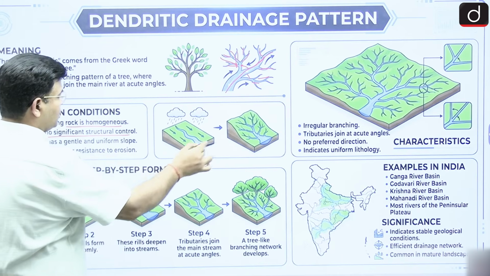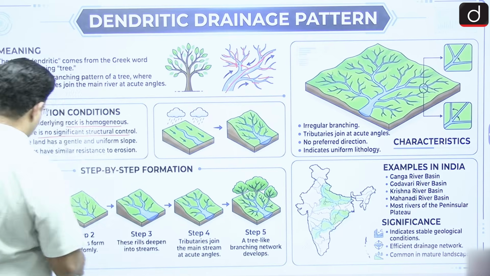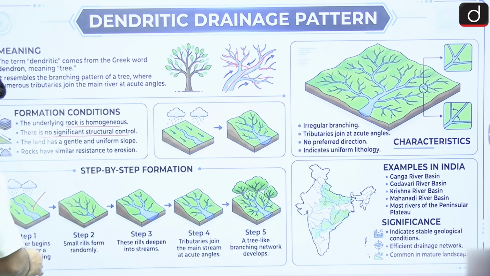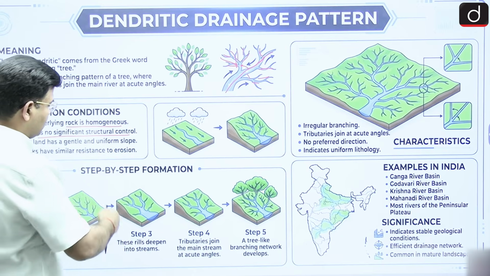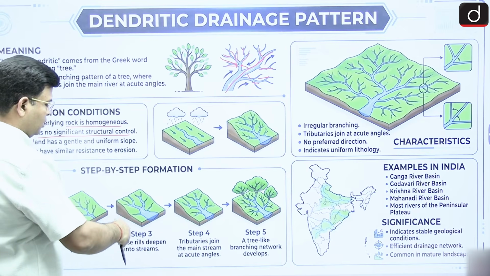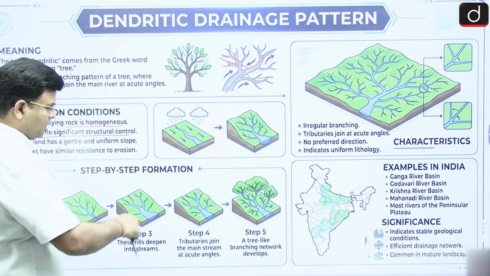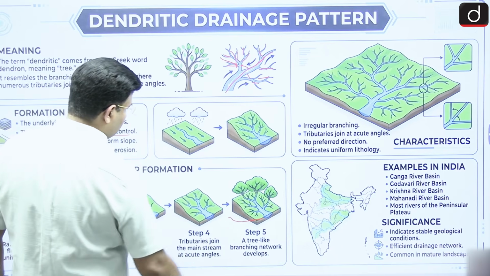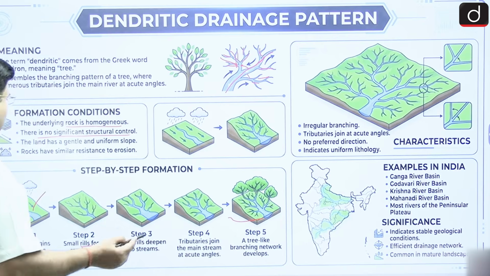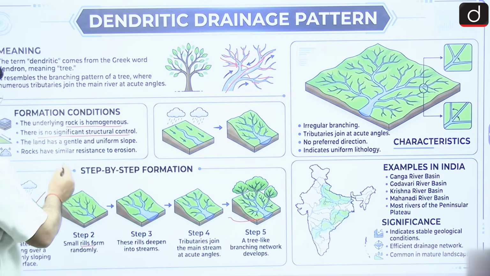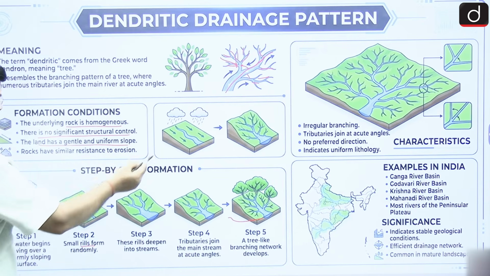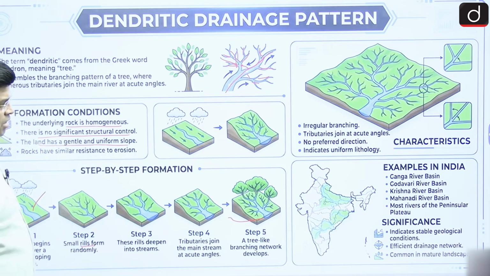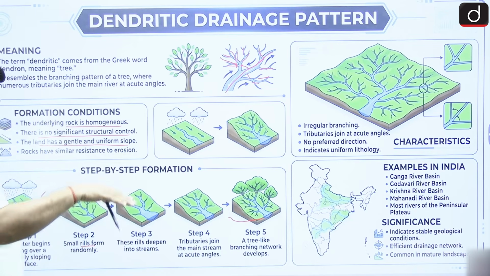And here the river is moving. Initially the river is moving, and there is development of rills, slowly, a little bit of finger-deep erosion, and after that several rills get deeper and deeper, tributaries develop along with the main river, and finally a tree-like structure develops. So we can say this is an important step-by-step formation. We can say the land has a gentle and uniform slope. So these lands where a dendritic pattern is developing have a gentle and uniform slope, meaning a mature stage.